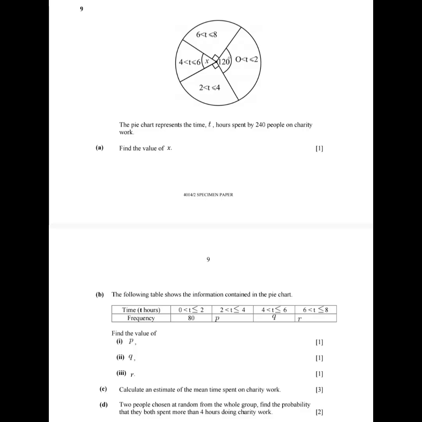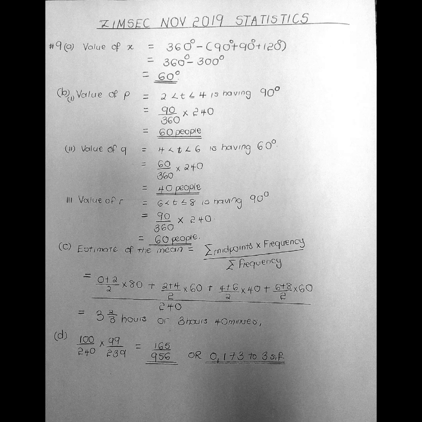And then on part 3, we are supposed to calculate the value of R. For 6 to 8, we have 90 degrees again. So we are going to say 90 over 360 times 240 in order to get 60 people. So I think it is now clear how to calculate the values from the given angles.